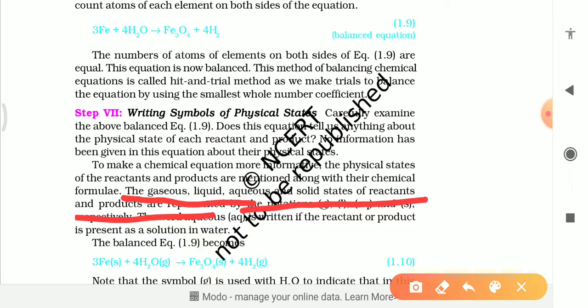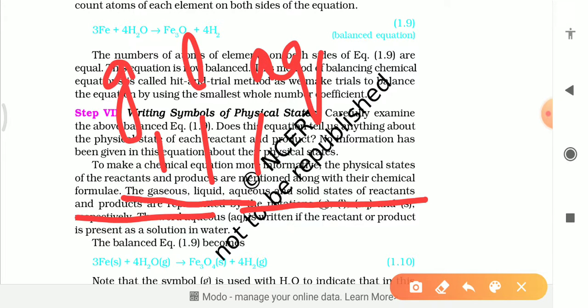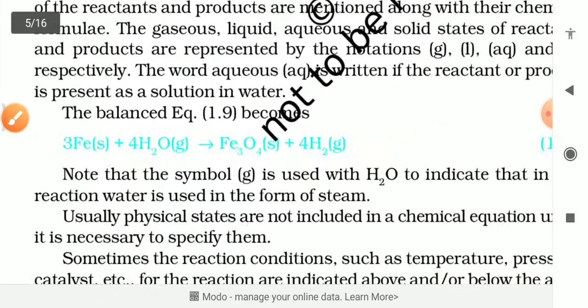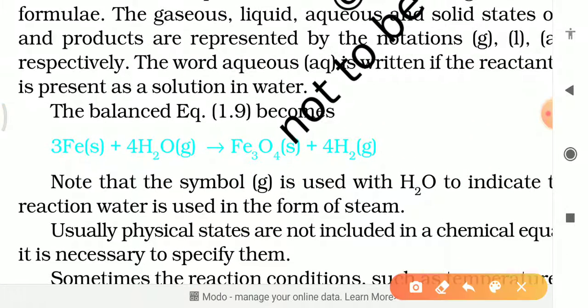Now, for gaseous we can use the symbol G, for liquid the symbol L, for aqueous the symbol AQ, and for solid S. Like here, iron. Now see this equation. Iron is what here? Solid. Then we can write solid. Water is what here? Water means gas. Then we can use the symbol gas here.